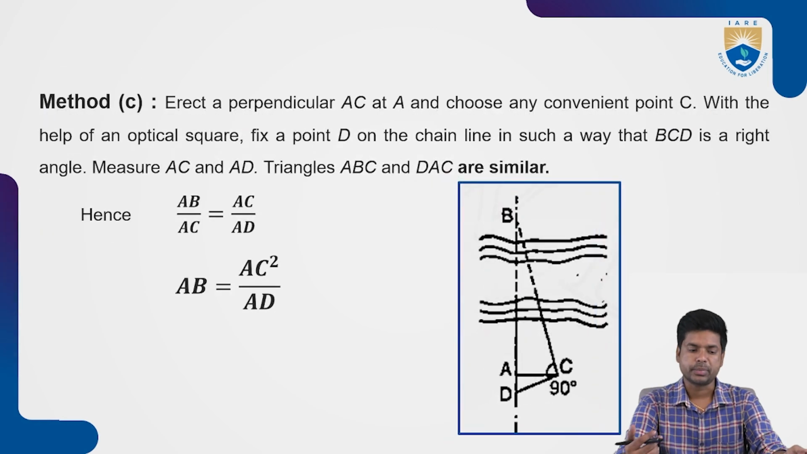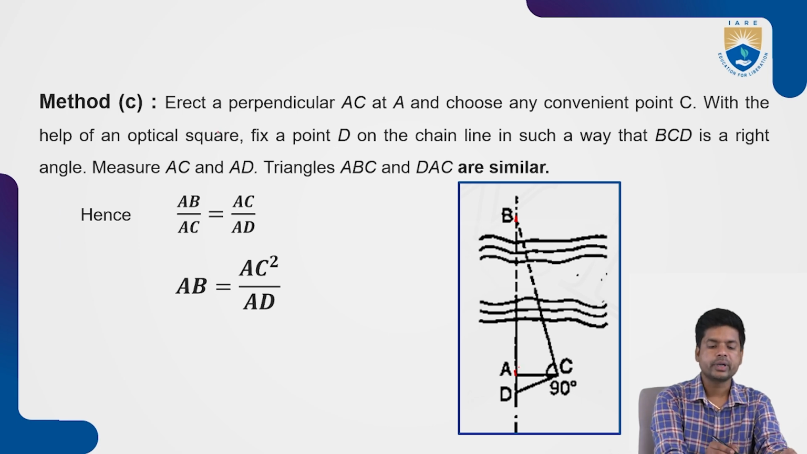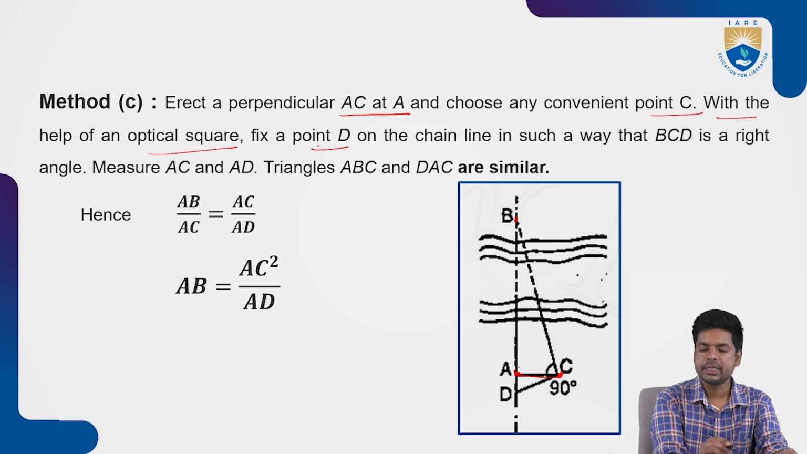Next method of measuring the length. Now this is the line AB, whose length will be measured. Erect a perpendicular AC at A. From point A, draw one perpendicular AC and choose any convenient point C. With the help of an optical square, fix a point D on the chain line in such a way that BCD is a right angle.